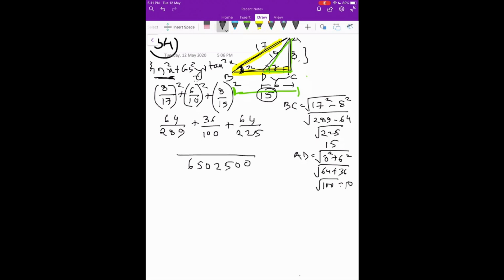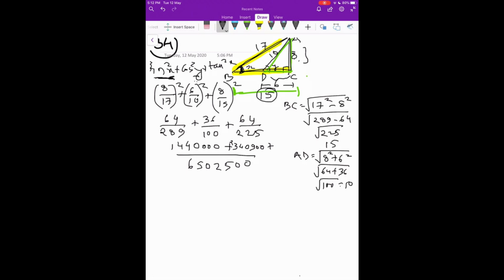6502500 as an LCM. This when divided by 289 will go 22,500 times, into 64 will give you 1440000. Plus 100 is going to go 65025 times, and that I'll multiply with 36 to give you 2340900, and then plus.